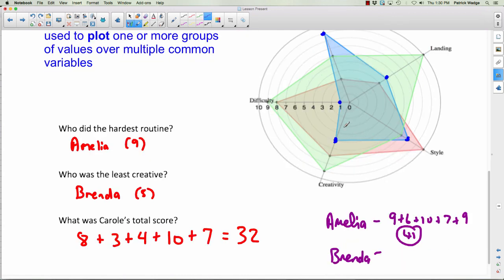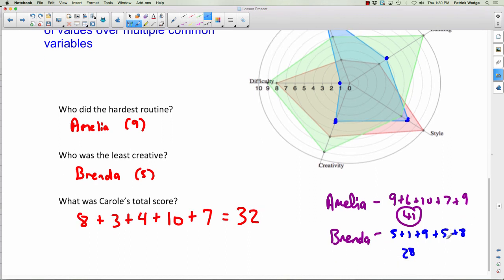Okay, here's Brenda. This is going to be embarrassing. She got a 5, 1, 9. Good with the 9 there. And then she got another 5 and an 8. So she gets 28. So she was actually closer to Carol than I thought she would be. But Amelia is the big winner. Well done, Amelia, and well done to all of you.